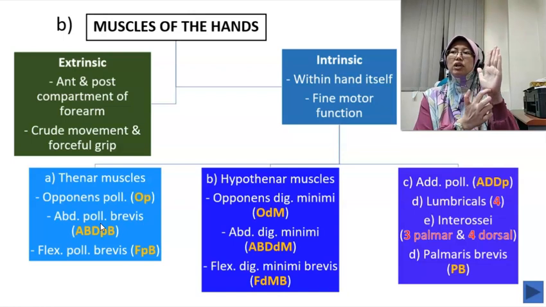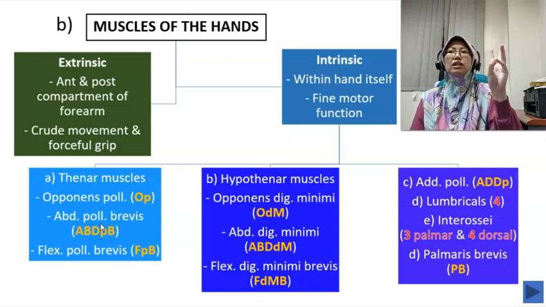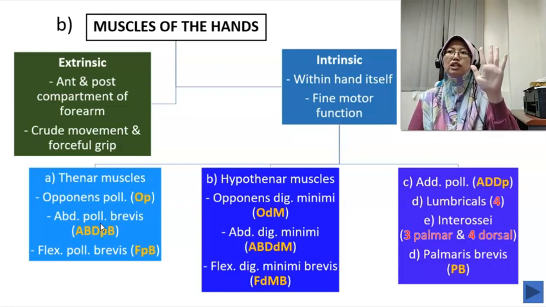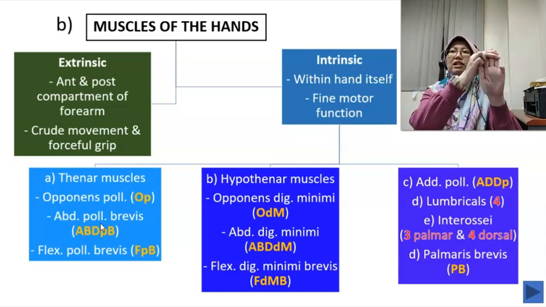Yang hypothenar muscle pula ada opponens digiti minimi, opponens juga. Digiti minimi, small finger ni, fifth finger. Abductor digiti minimi, dia ada its own abductor. Thumb pun ada abductor dia, abductor pollicis brevis, abductor digiti minimi is the fifth finger ni, and then flexor digiti minimi brevis, okay, macam bukan sama je kan.